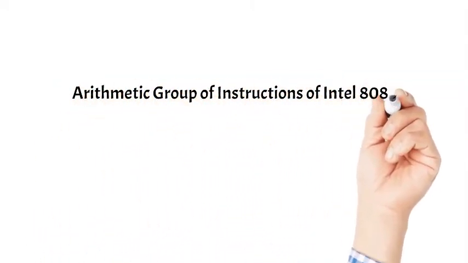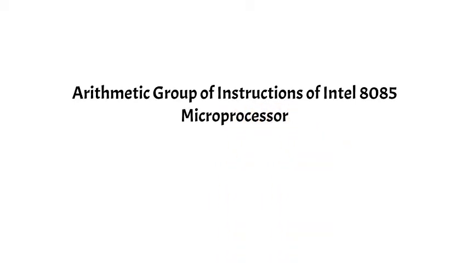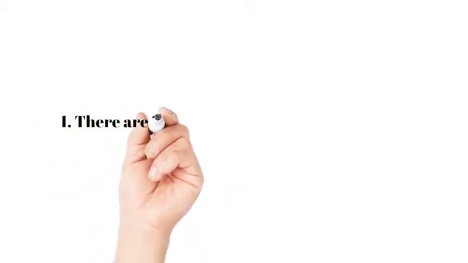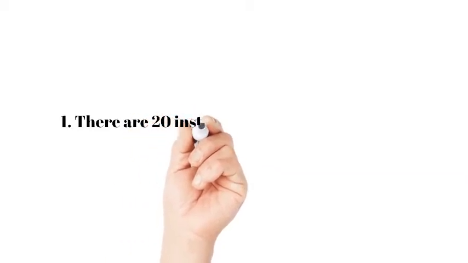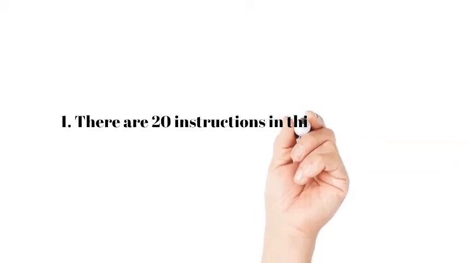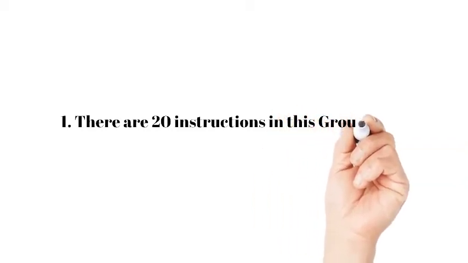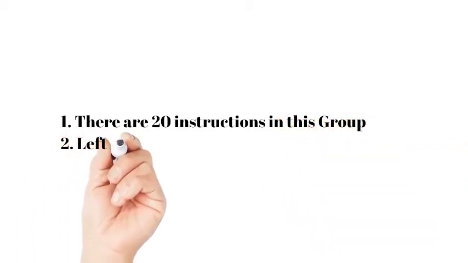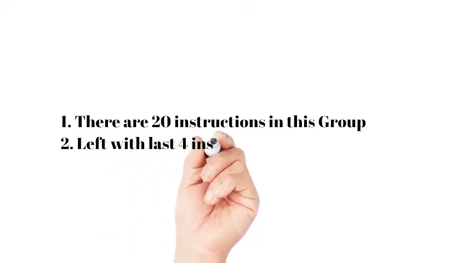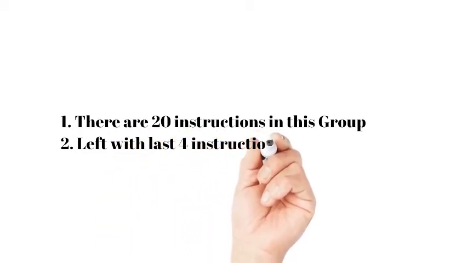Continuing with the arithmetic group of instructions of Intel 8085 microprocessor, we have done 16 instructions so far, and in this lecture we'll be doing 4 more instructions. The last 4 are somewhat different from the first 16, so they have been segregated separately. The first instruction is instruction number 17.